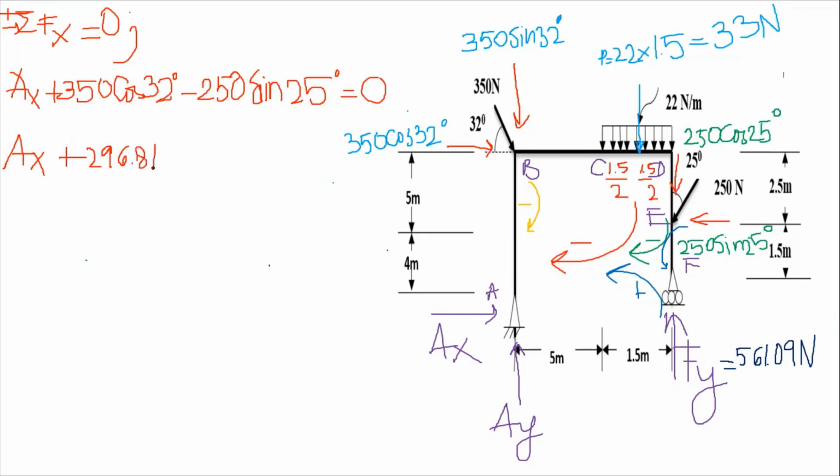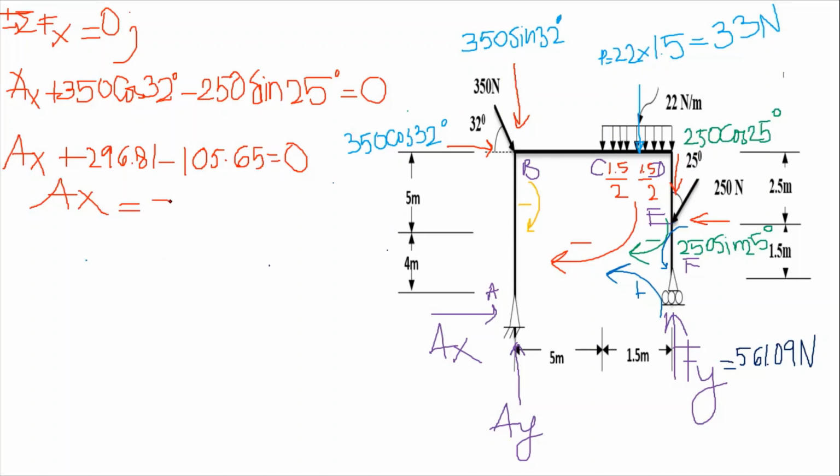So 296.81 minus 250 into sine 25. So it is 105.65 equals to 0. So Ax becomes, let's check, 296.81 positive minus 105.65. So it is coming out to be positive.